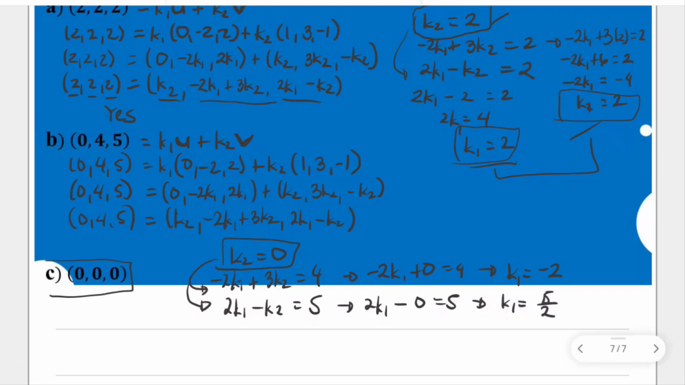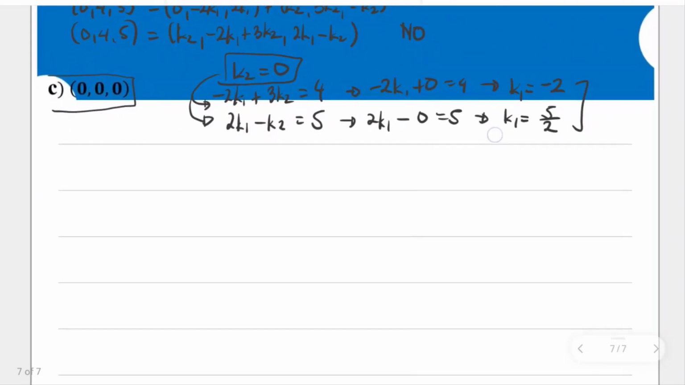See that our results for k sub 1 for the next two equations are not equal. This would mean that k sub 1 does not exist for k sub 2, which is equal to 0. And ultimately, k sub 1 and k sub 2 for the vector b, which comprises 0, 4, 5, is not a linear combination of u and v. So the answer here is no. Okay, let's have the last one.